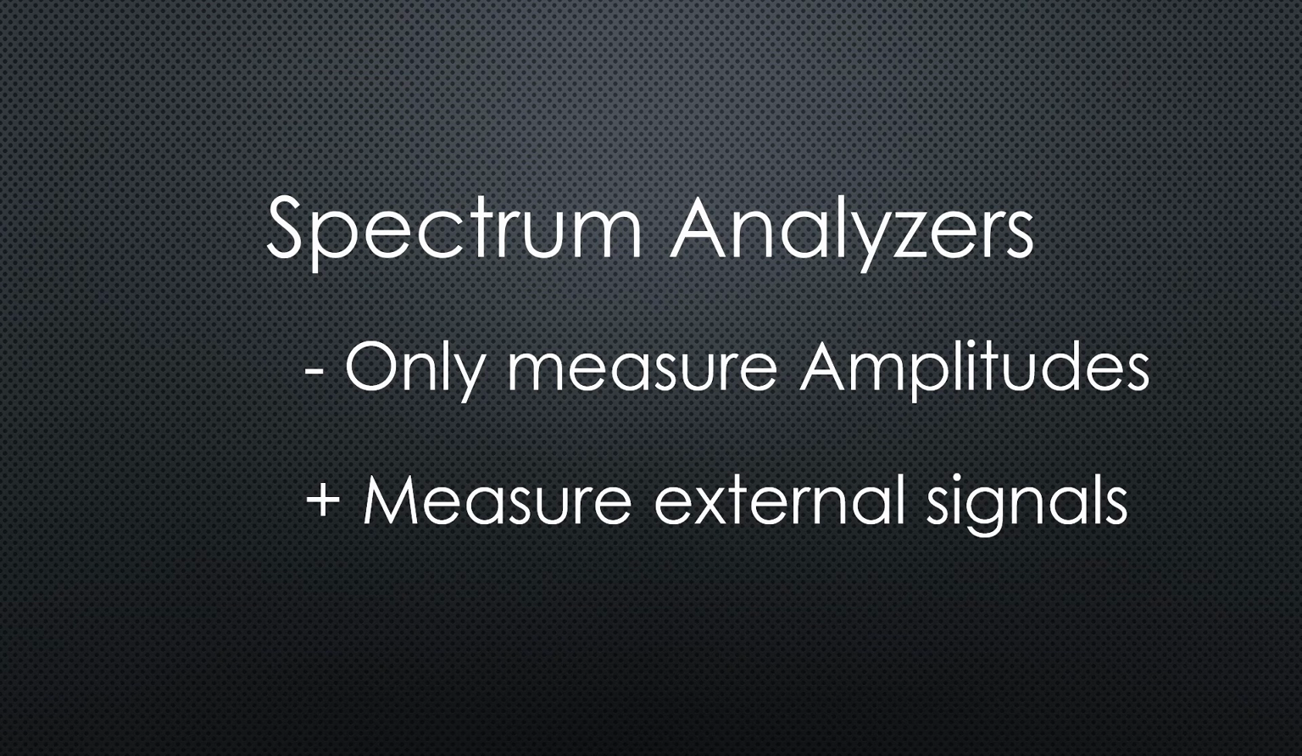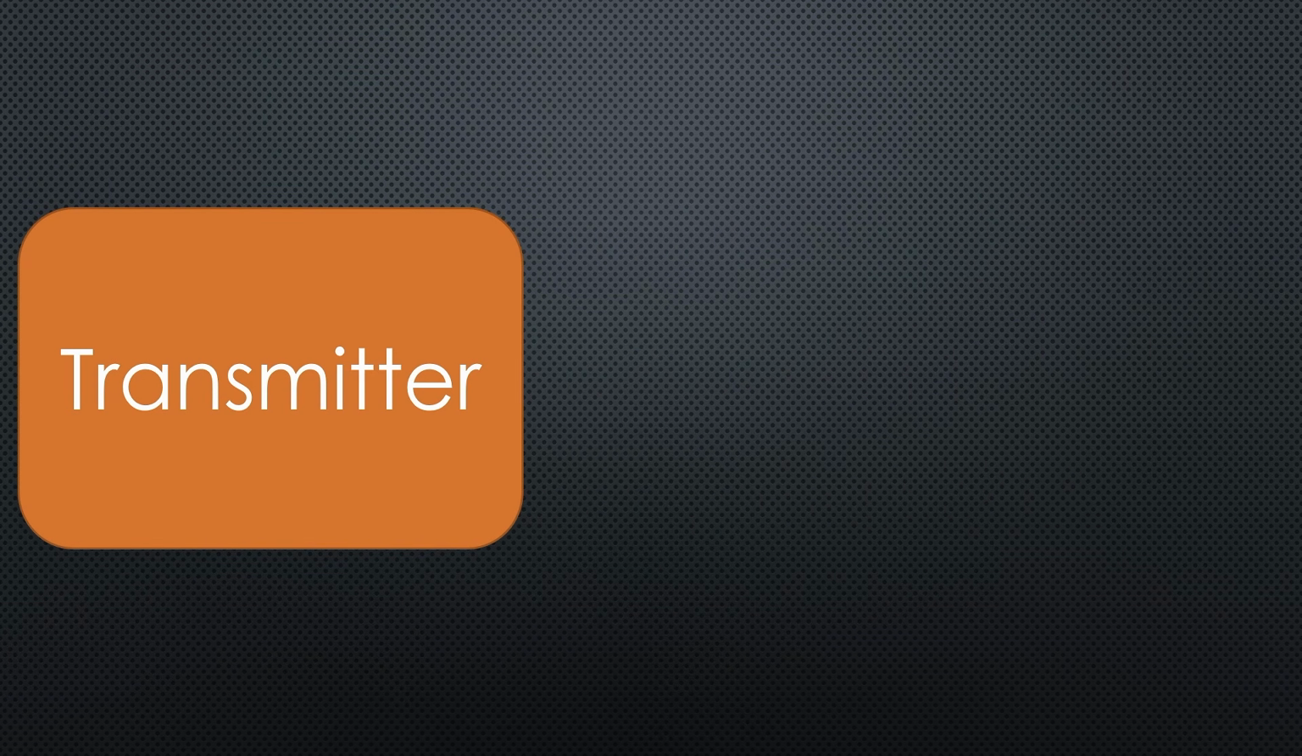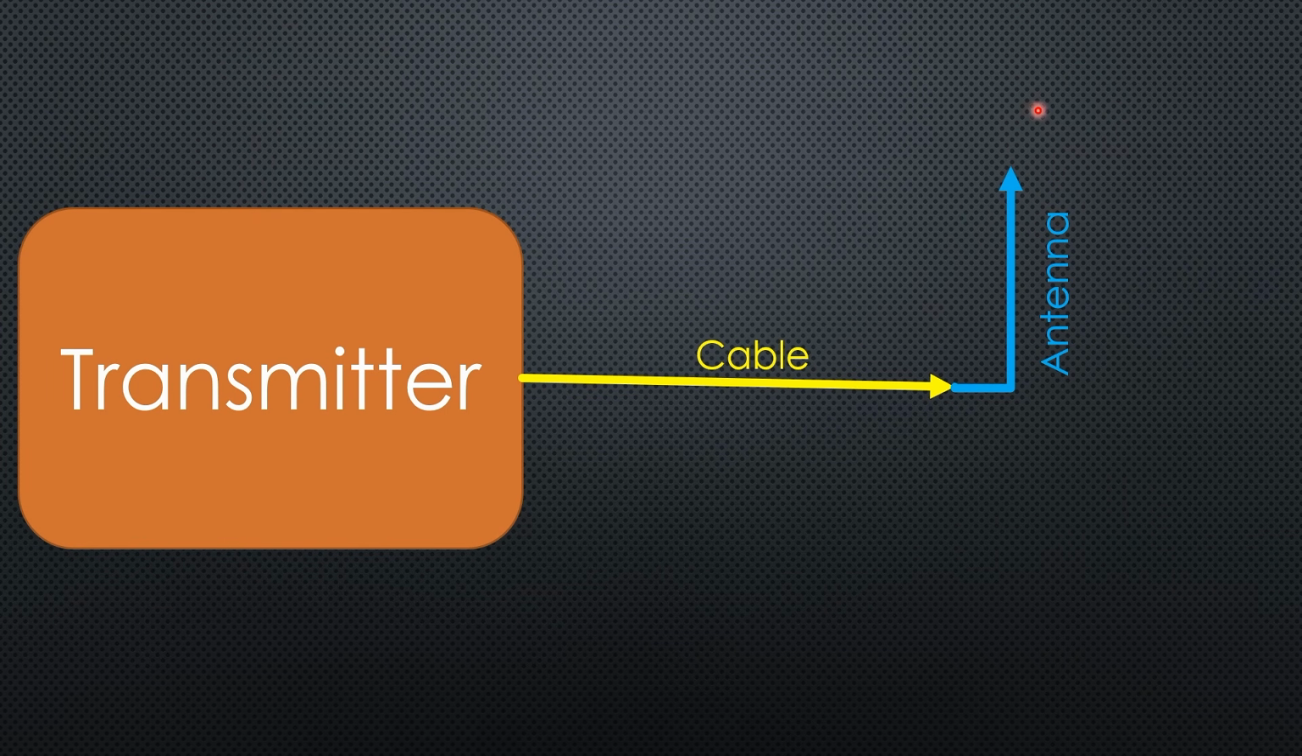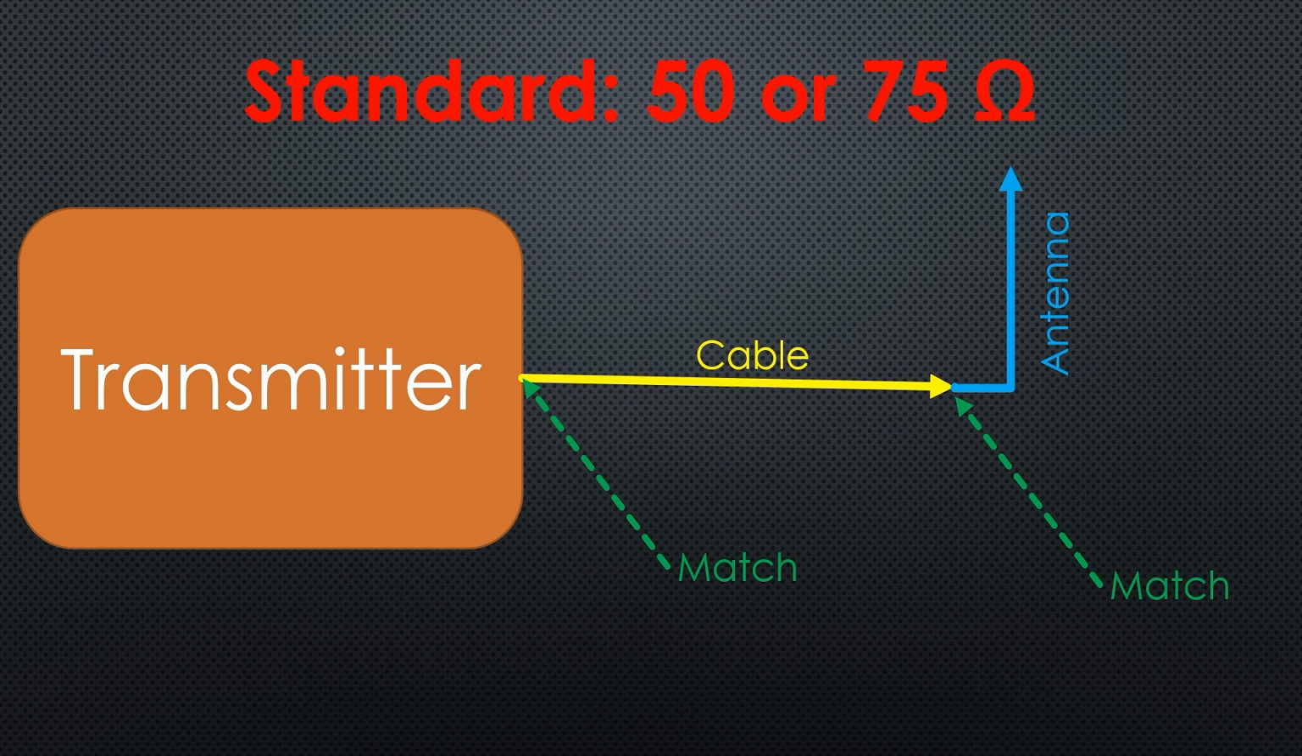What problems can be solved with a VNA? Let's assume a simple system consisting of a transmitter, a cable, and an antenna that emits the power into the air. Of course, we want that all power is emitted. This happens if the transmitter's output impedance is well adapted to the cable's input impedance and the cable's output impedance to the antenna. Matched means they have the same impedance. Generally, this impedance is standardized to 50 or 75 ohms. For this video, I will concentrate on 50 ohm systems.